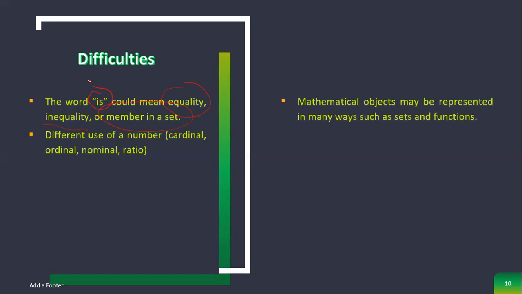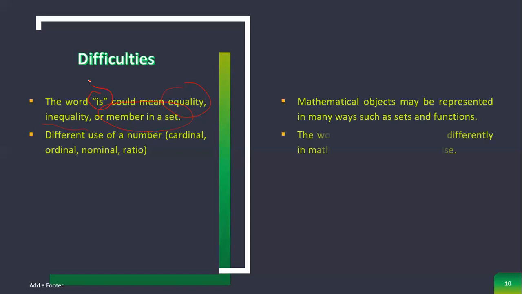Mathematical objects may be represented in many ways, such as sets and functions. Just like what we've discussed a while ago, we make use of R to denote the set of real numbers. We make use of N to denote the set of natural numbers or counting numbers, and W for the set of whole numbers.